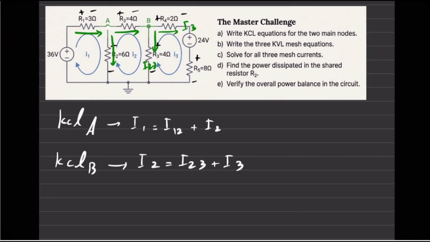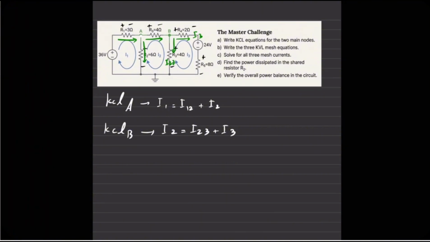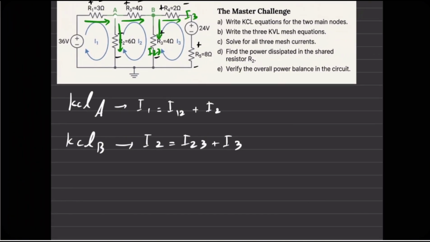Write the 3 KVL mesh equations. The 3 KVL ones. We do have that for I1, I2, and I3. So the KVL for the first loop, by the way, the first loop is this, second loop, and the third loop. So let's talk about it. At this point, the very first KVL is what? We know the voltage source is the source of voltage rising. So I know 36 equals the voltage drop over R1, 3 times I1, plus the voltage drop over R2, 6 times I12.